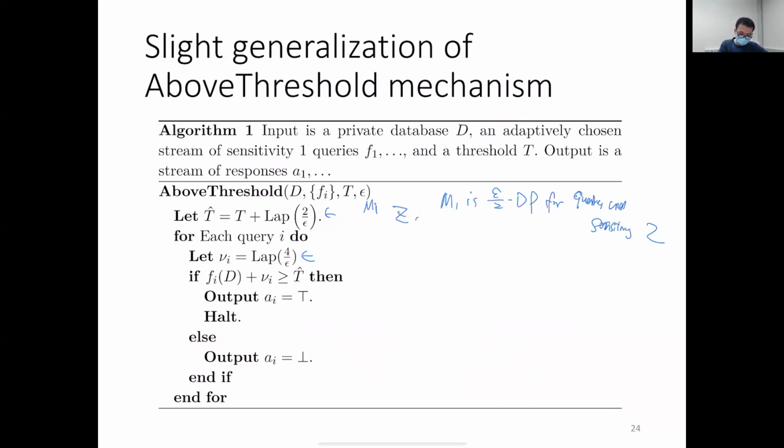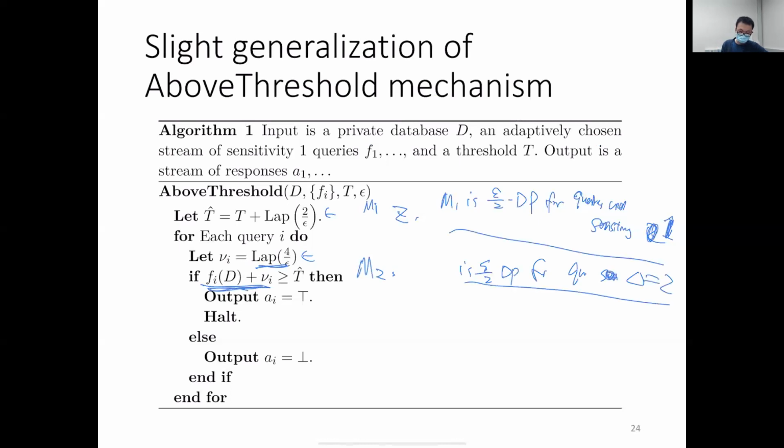And then instead of analyzing just the Laplace mechanism, we'll say that M2 is a mechanism that we use, a noise adding mechanism for adding noise to the queries themselves. And M2 is epsilon over 2 DP for all queries. Sorry, this is sensitivity 1. Queries with sensitivity delta equals 2. Okay, so it's a slight generalization of the above threshold.